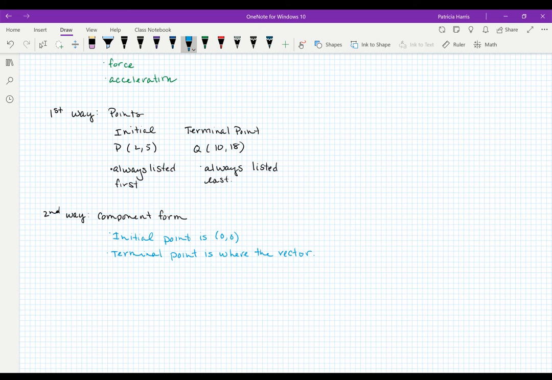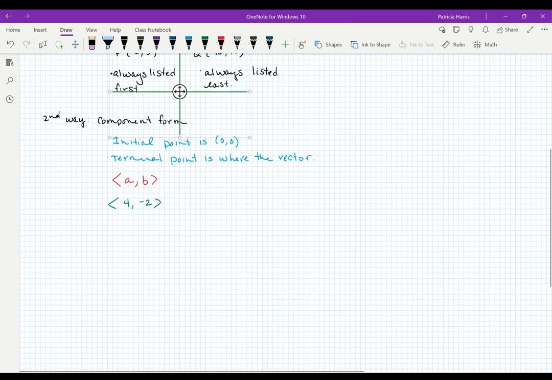Okay, so component form is written like this. So we use kind of a triangular bracket. Okay, so this is exactly like a point. X is first, Y is second. But since it's notated like that, we know that it's a vector with an initial point of 0, 0. So if I told you I have a vector of 4, -2, okay, so that's my vector.